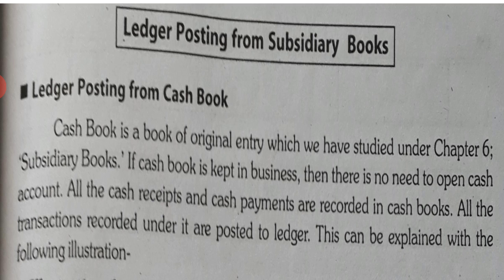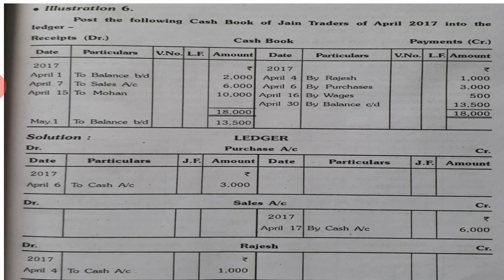Okay? So how it is done, we'll see through one example. Example number 6. So you are given a cash book. So this is your question. From this cash book, you have to post the journal entries into the ledger.